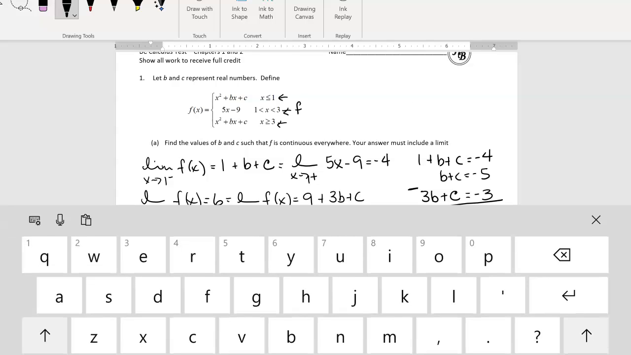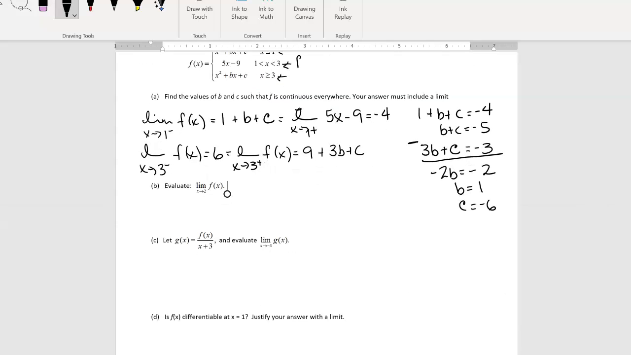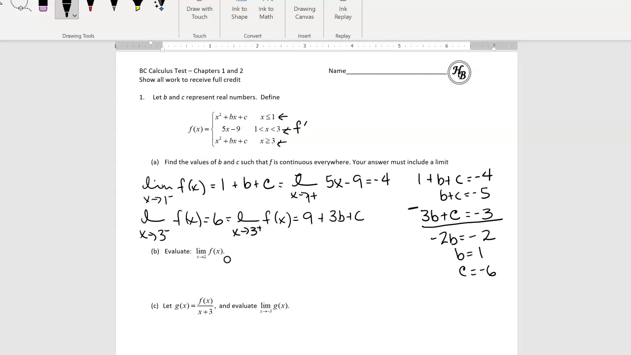I'm just going to come back up here and, sorry guys, f of x equals x squared plus x minus 6 for x less than or equal to 1. It equals 5x minus 9. That doesn't change between 1 and 3. And then x squared plus 6x minus 6.